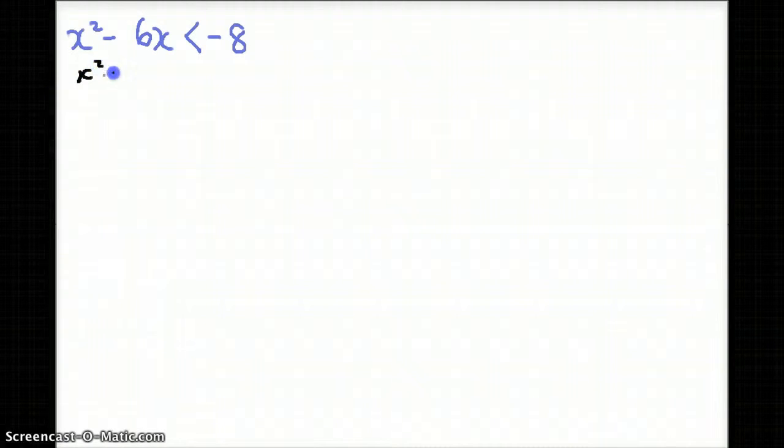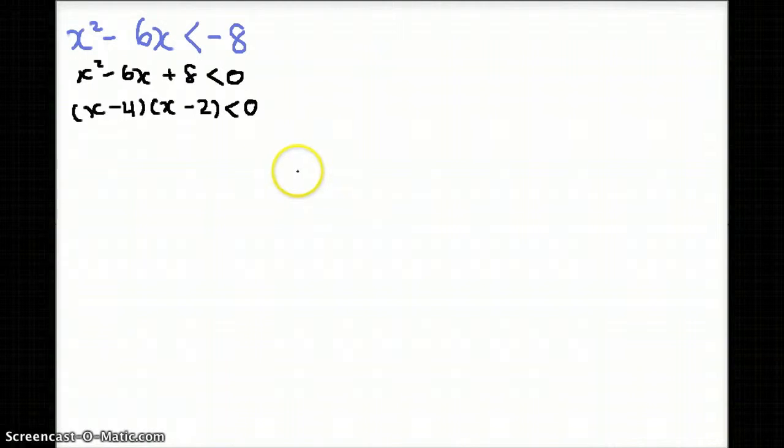So we have x squared minus 6x, and we're going to add 8 and less than 0. Then we're going to factor this, so we have x minus 4, x minus 2 is less than 0. And then afterwards, we have two ways that we can approach this problem. Well, we have multiple ways, but in this video, I'm going to discuss two different ways. So the first method is by splitting this up into further inequalities.